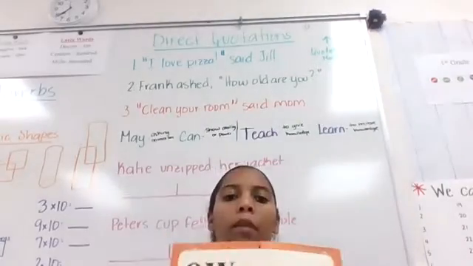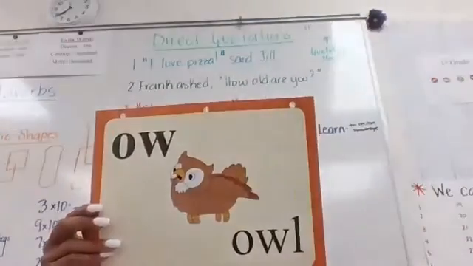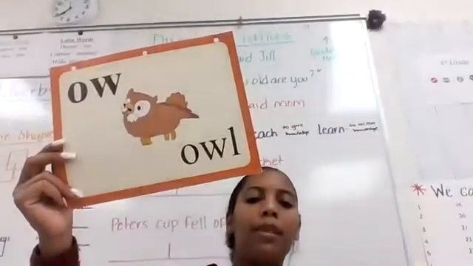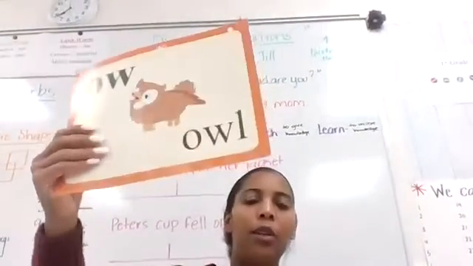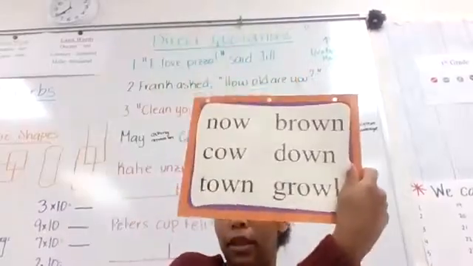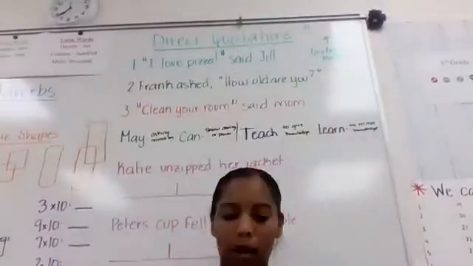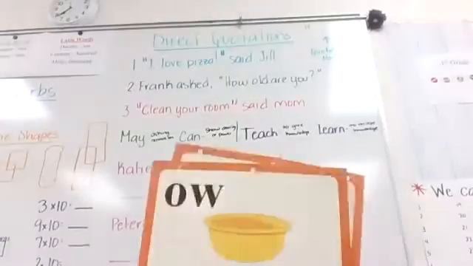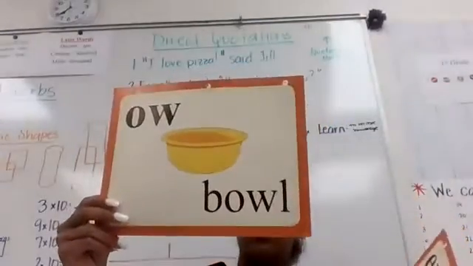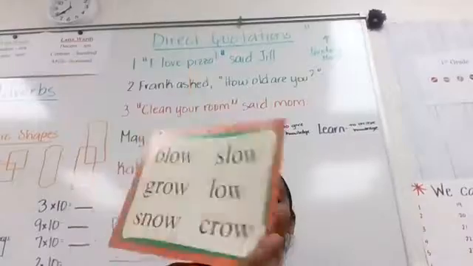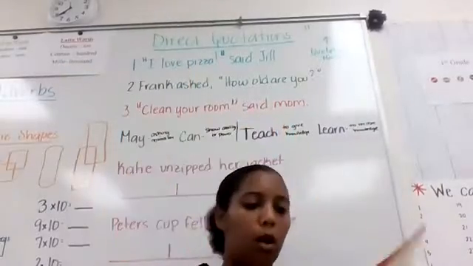OW says ow in owl. Okay, this is like a smaller city. Usually everyone knows everyone, it's smaller than a city. It will be a town. OW says o in bowl. Okay, this is the opposite of high. Low.